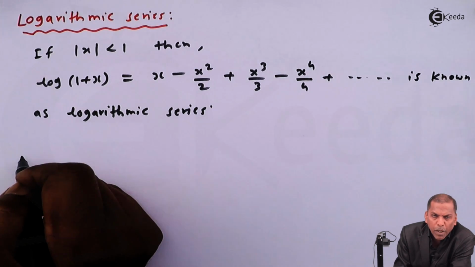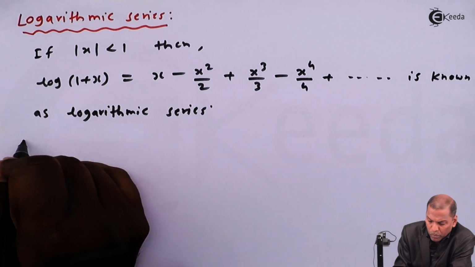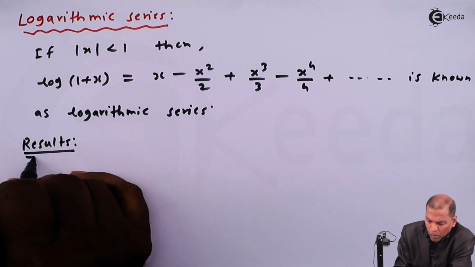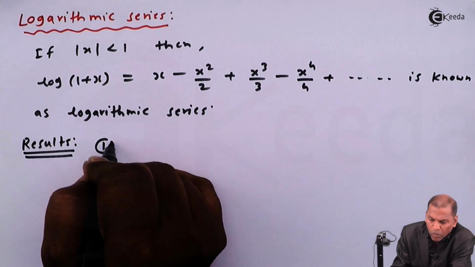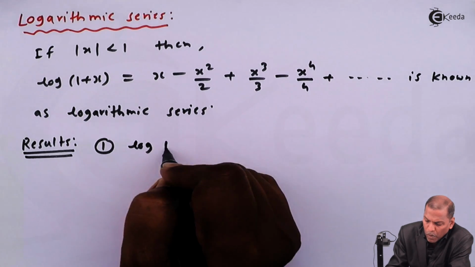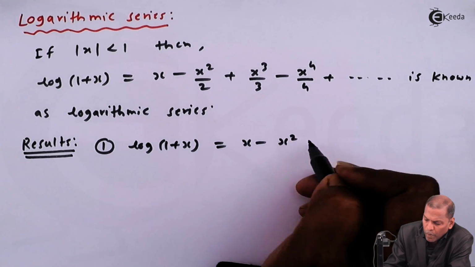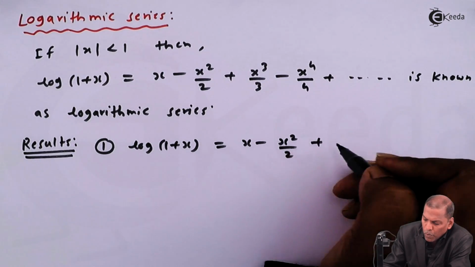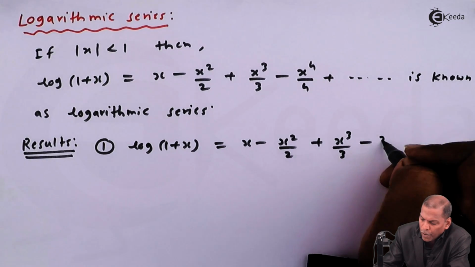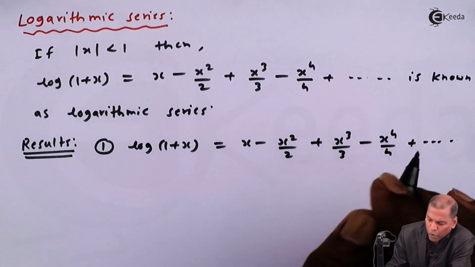Now we see some results which are based on the logarithmic series. Number 1: log of 1 plus x is equal to x minus x square upon 2 plus x cube upon 3 minus x raised to 4 upon 4 plus and so on.